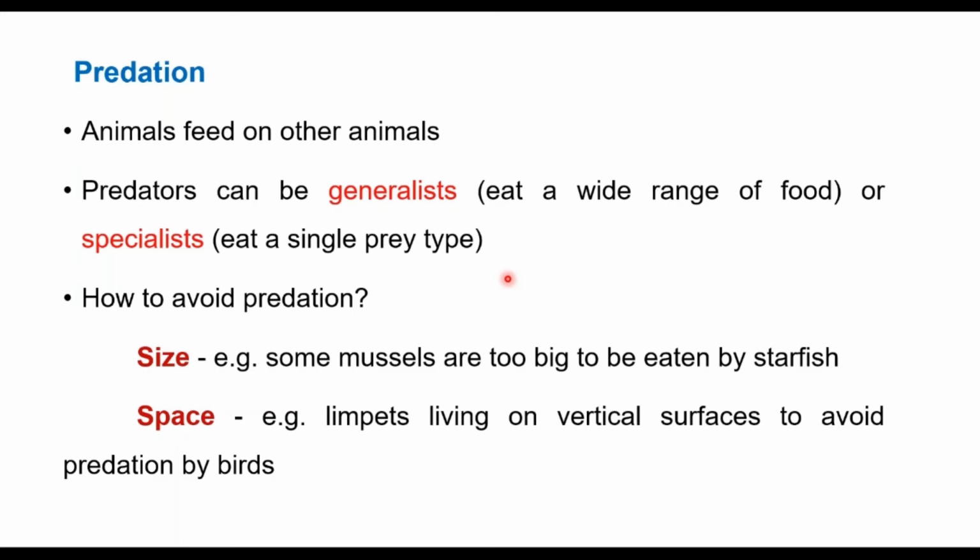So how do you avoid predators? You can always grow big, so that some mussels are too big to be eaten by the starfish. Another is space, where mobile organisms like crabs and limpets can easily move away and hide inside the crevices so that they can avoid predation by the shorebirds.